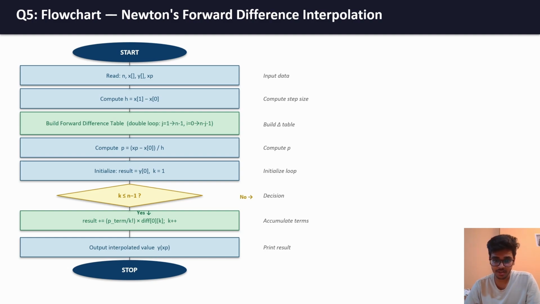So, the structure of this flowchart clearly shows two phases. Phase 1 is the pre-processing phase, building the difference table, and phase 2 is the summation phase, accumulating the Newton formula term by term using the loop.